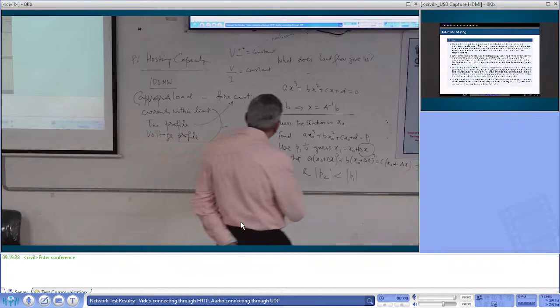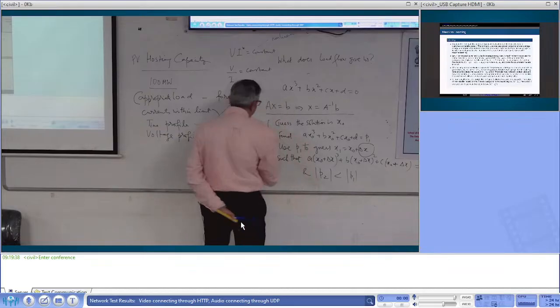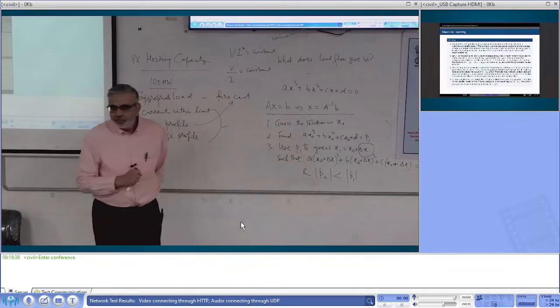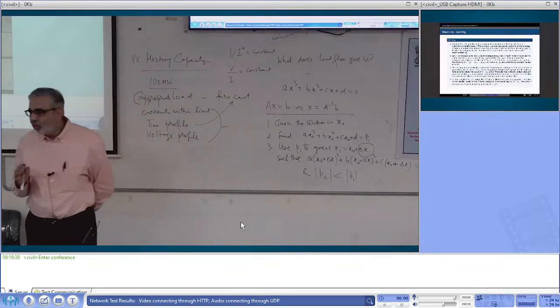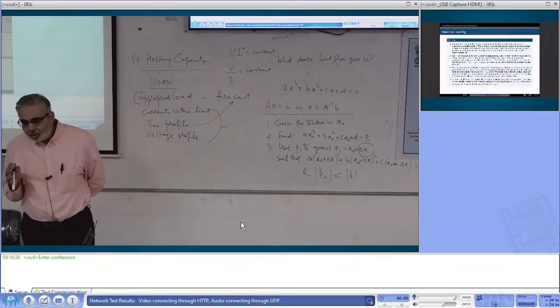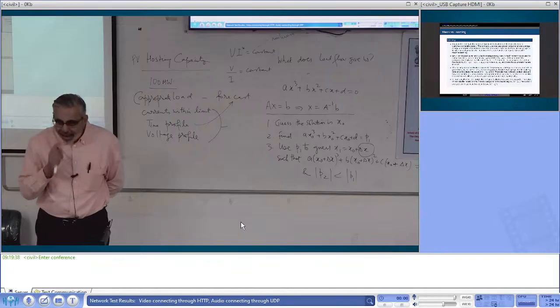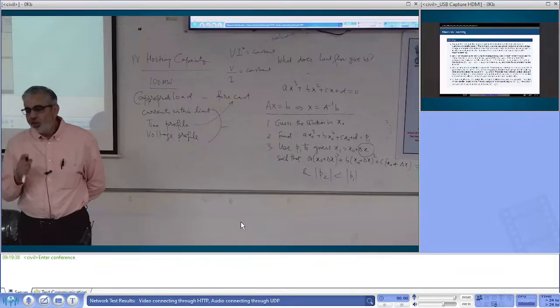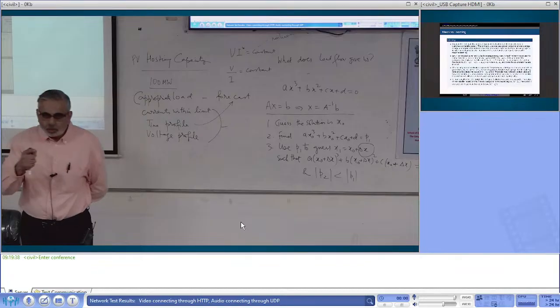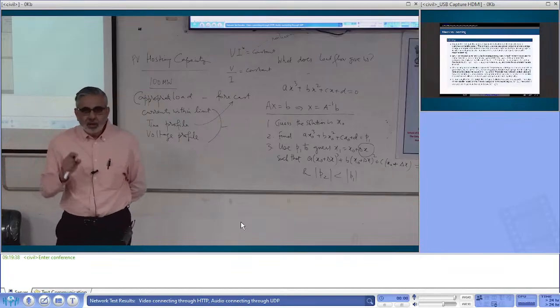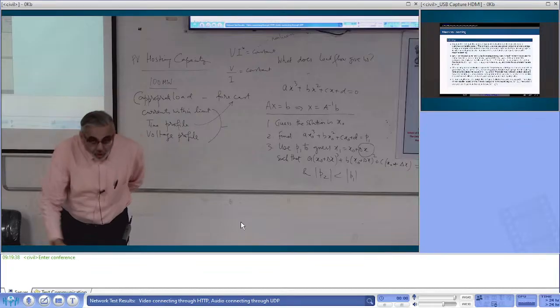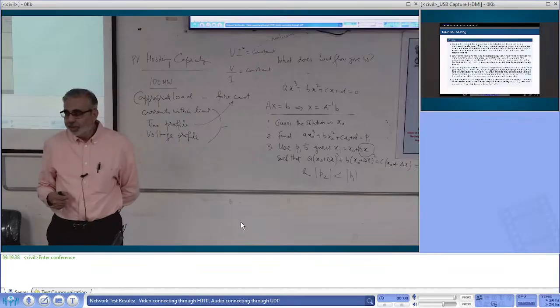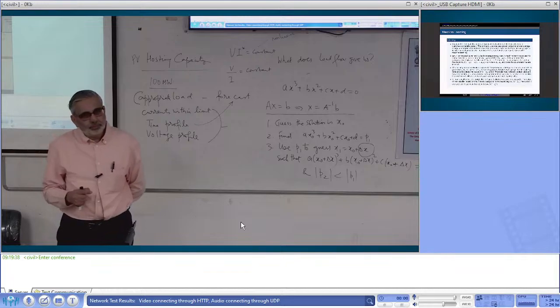What matters is this step 1, 2, 3. That is what every algorithm you design should have, these 1, 2, 3. You guess your initial solution, substitute it there, you find an error, you change your initial solution by delta x, and the error should go down.